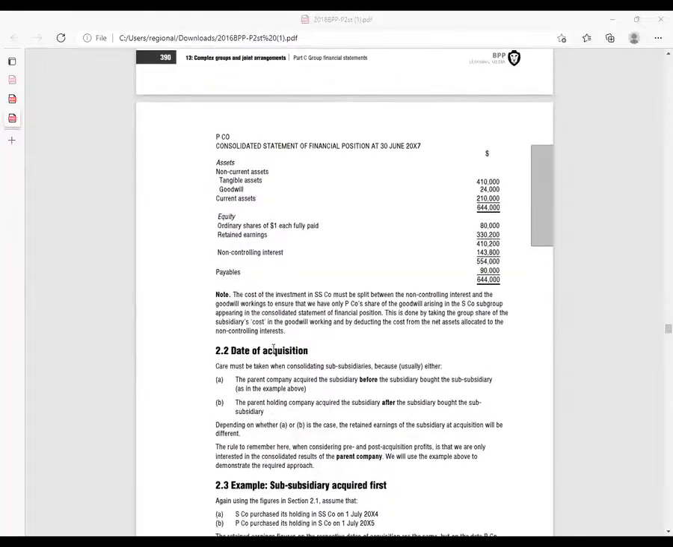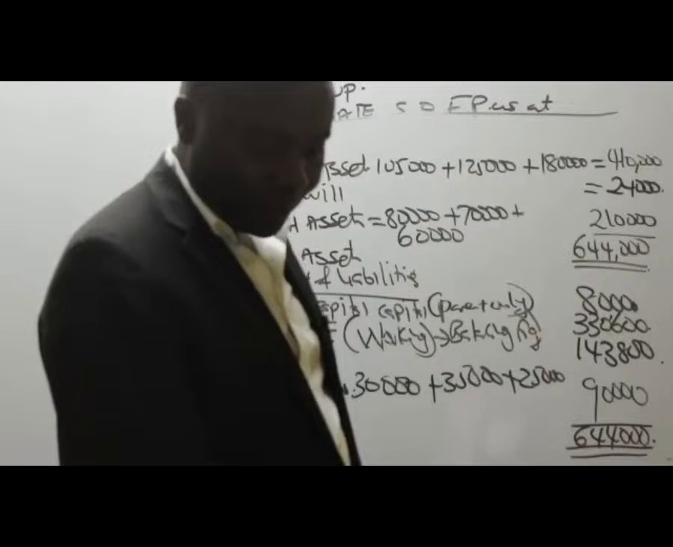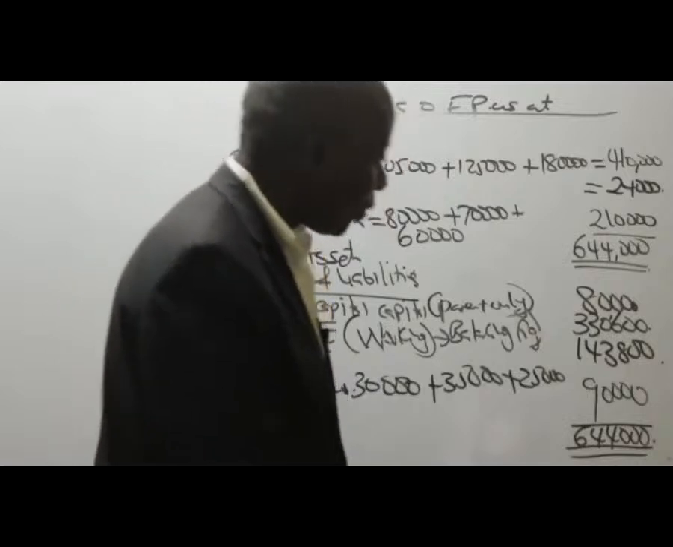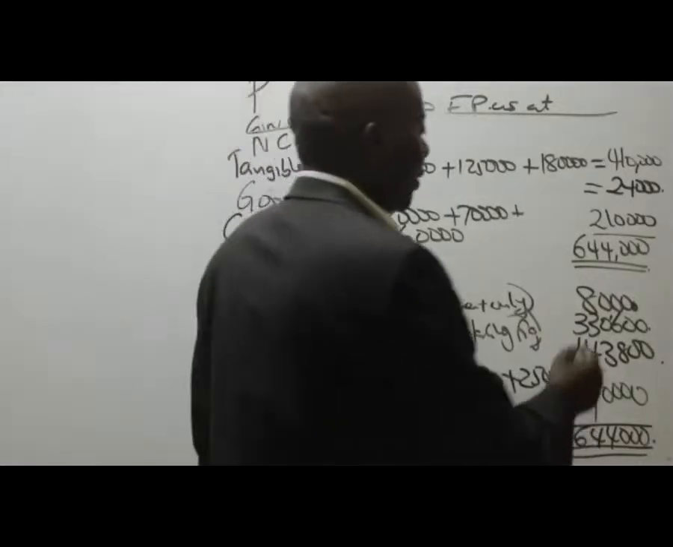Is it 330,600 or 330,200? Because I can see here, retained earnings should be 330,200. Is there somewhere we have missed something really? I doubt. Yeah, it's 330,200. Sorry for that. So this should be 330,200.